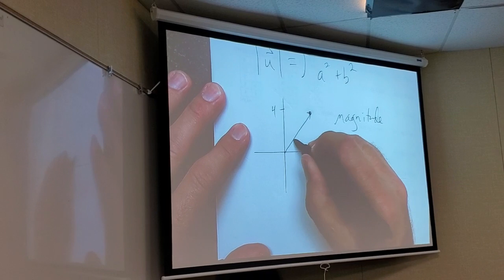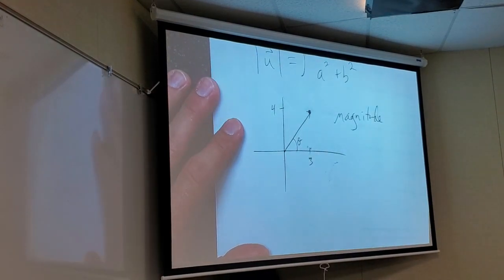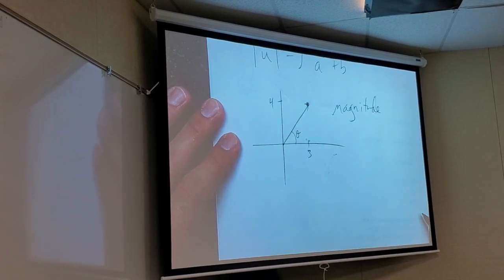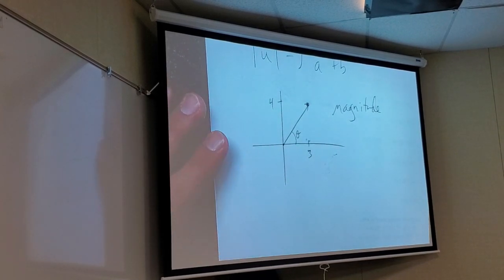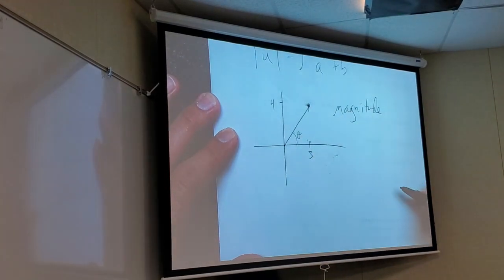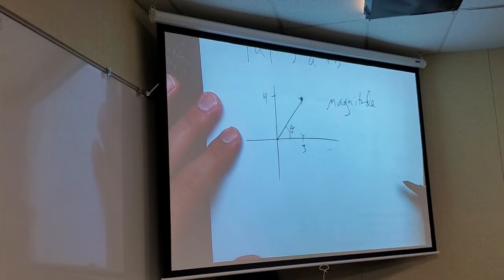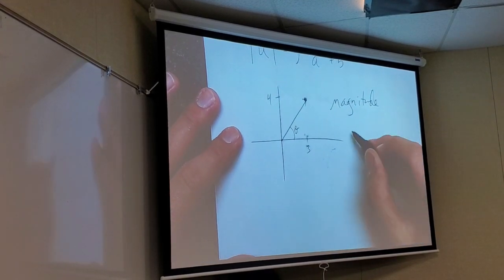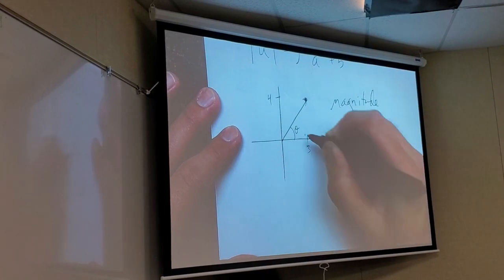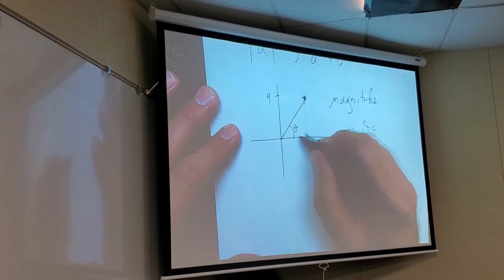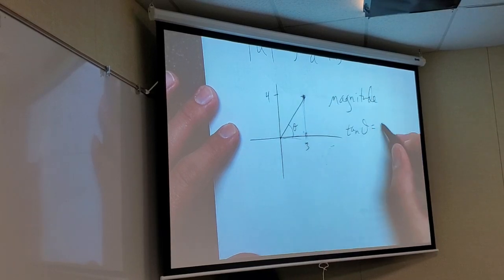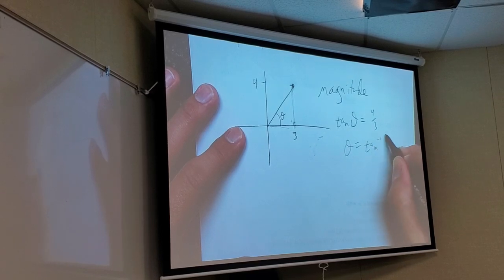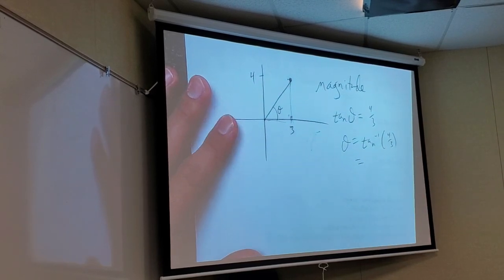Can somebody tell me what angle it's pointing in with respect to the axis? Nope. 45 would mean these were the same length. Don't guess. We go back to that. What's tangent theta? Y over X, so it would be 4 over 3. So what's theta? Inverse tangent of 4 over 3.